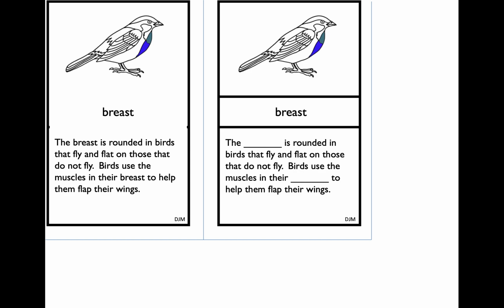The next part of the bird is the breast. The breast is rounded in birds that fly and flat on those that do not fly. Birds use the muscles in their breast to help them flap their wings. So without those muscles in their breast, birds would not be able to fly.